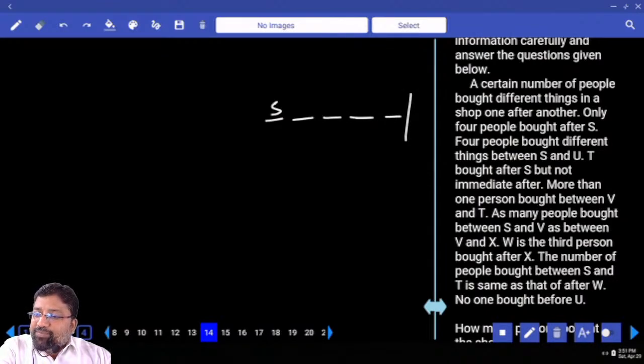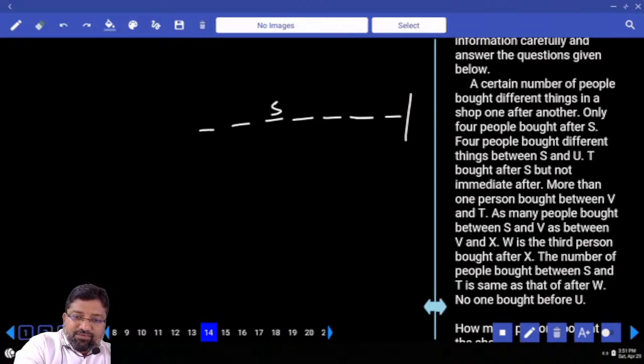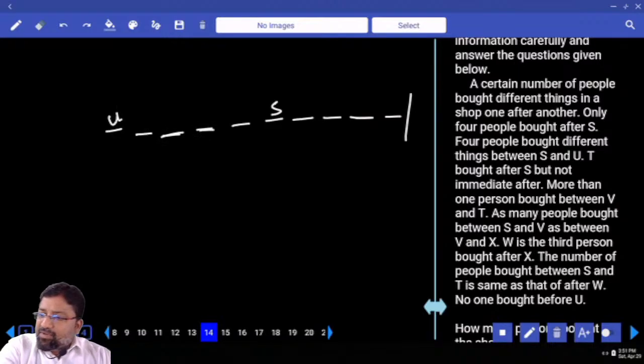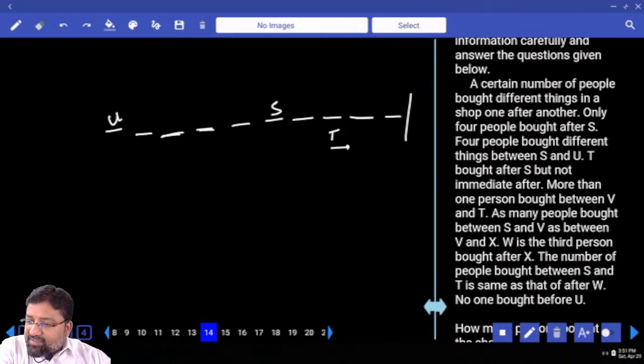4 people bought between S and U. Can I take it after S? No. 1 2 3 4, this is U. Next line. T bought after S but not immediate. 3 possibilities for T. Next, more than one person bought between T and V. As many bought between S and V as between V and X.